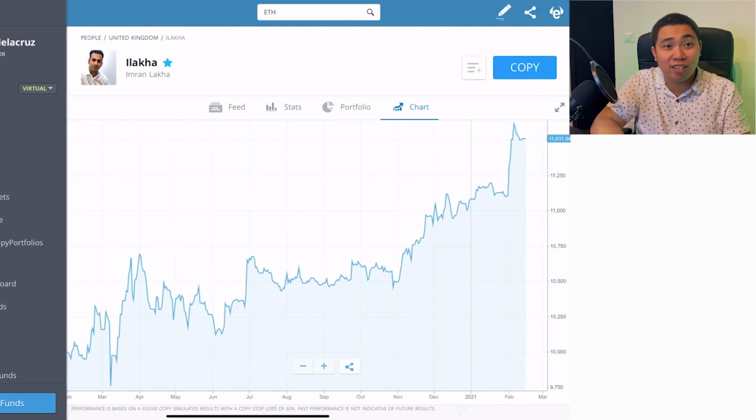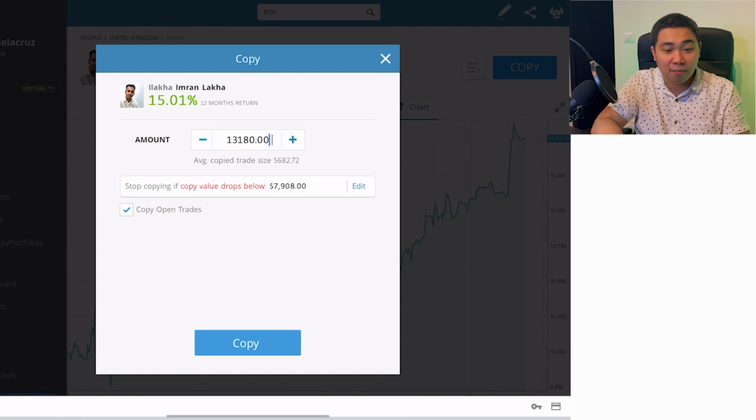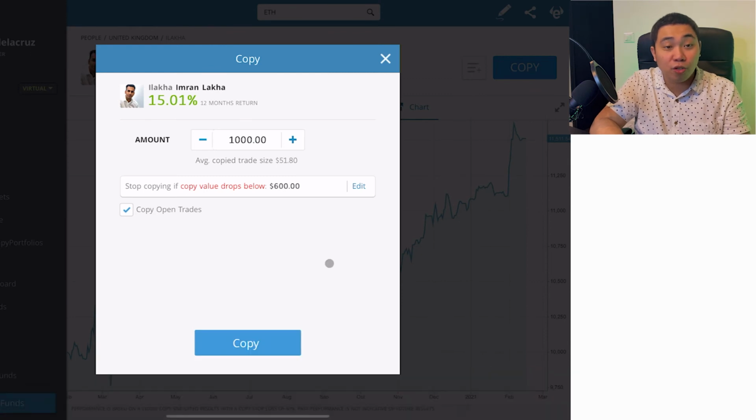Once you're convinced that this person is the person you want to copy, go ahead and click on the copy button. What you would do is set an amount that you will put in. Let's say, for example, you're going to start with $1,000. You can also create a stop copying if the value drops below a certain amount.